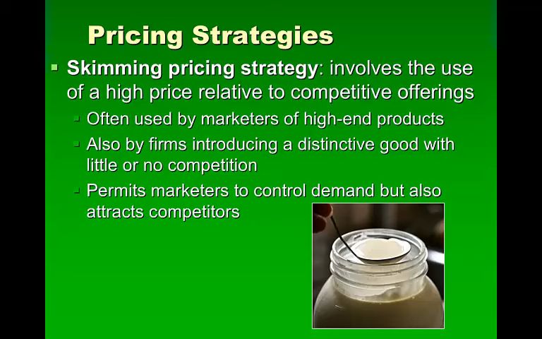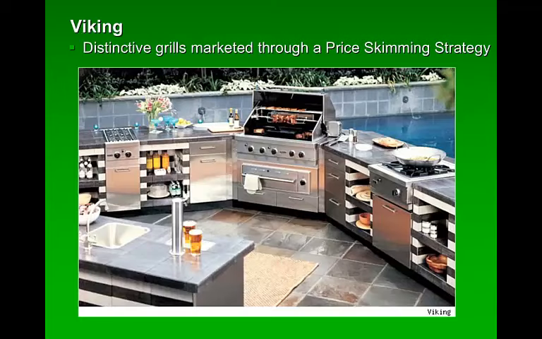Drawbacks of a skimming strategy include it risks a consumer backlash, they may seek alternatives if the price is too high, it rarely works in late growth and early maturity stages of a product lifecycle. Price usually drops then due to growing competition, and it attracts potential competition. Viking is a great example of this. This extraordinary Viking grill setup is another example of when price skimming is used. It's intended for a high-end consumer.